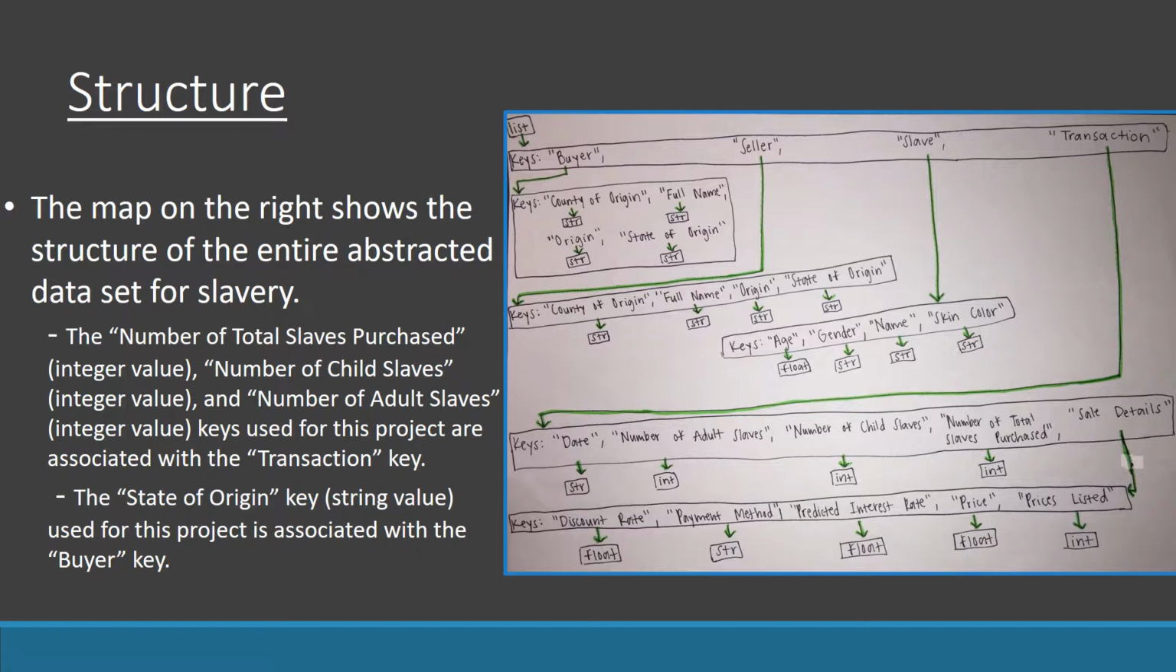The number of slaves purchase key is an integer value located within the transaction key, along with the key's number of child sales and number of adult sales, also integer values. The state of origin key is a string value which is associated with the buyer key.